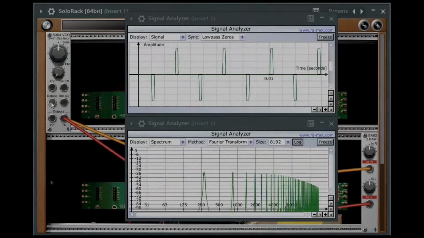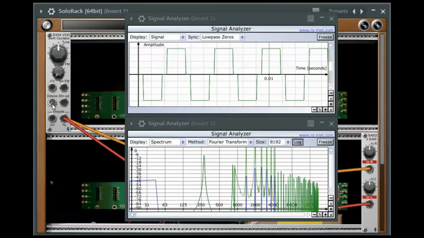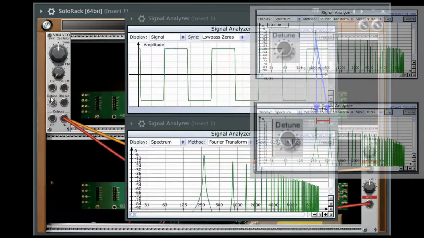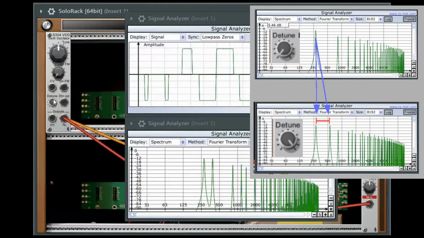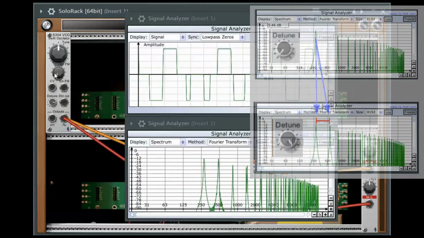The small detune knob covers a range of an octave, so that the relation of the two frequencies of the waves reaches from 1 to 1 up to 1 to 2.